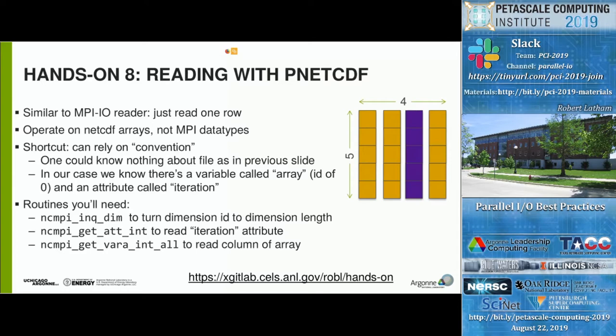So once you get the dimensions, you need to figure out the length with NCMPI inq dim. You may want to figure out how far along in this made-up simulation we are, so you can get an attribute. And then finally, the real meat of the example is get vara int all. That's the actual collective read of the data. Again, get subarray read of a variable and reading integers out of it.